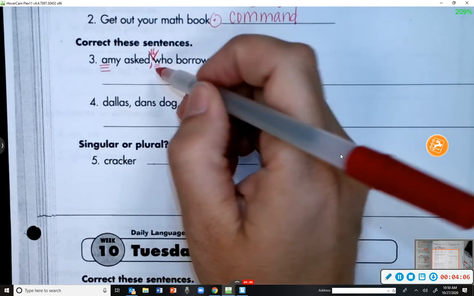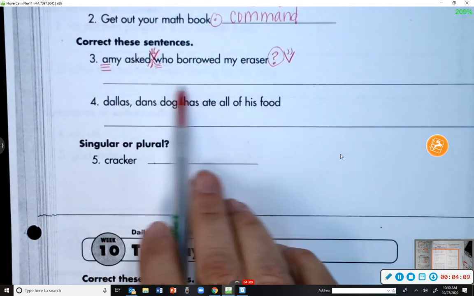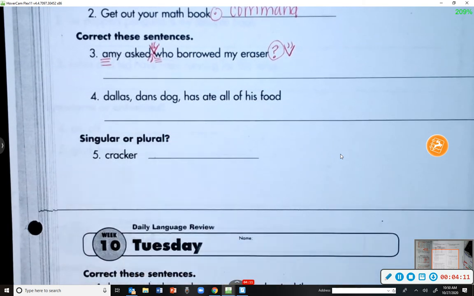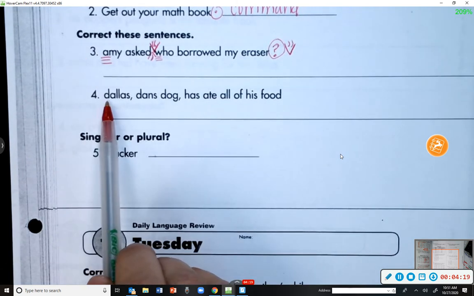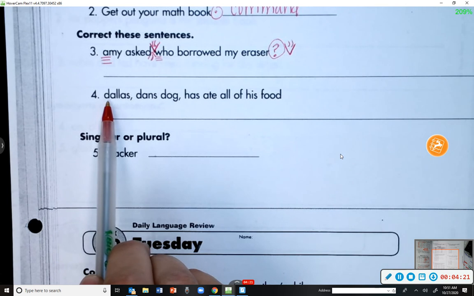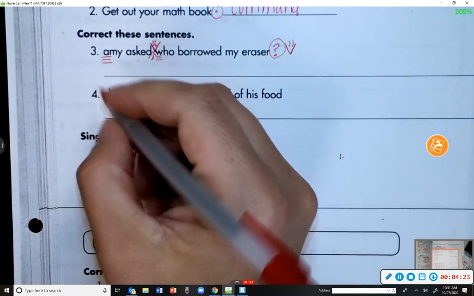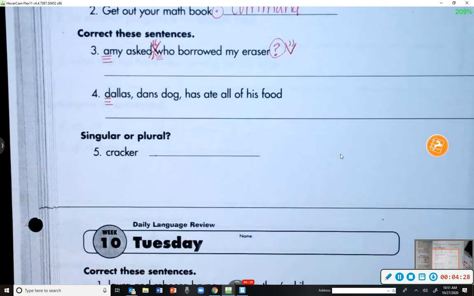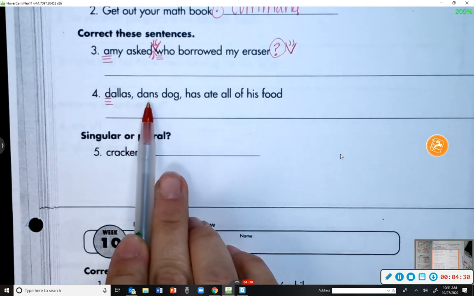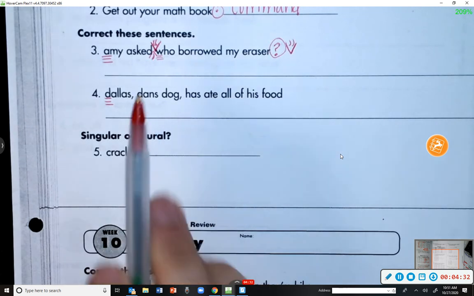Okay, anything else on this one? Are we good? Good. Okay, number 4. Dallas, Dan's dog, has ate all of his food. Okay? Well, Dallas is the beginning of a sentence. It's also what? A name. So you have to capitalize. So we capitalize it. 3 lines go underneath. What about Dan's? Capitalized.